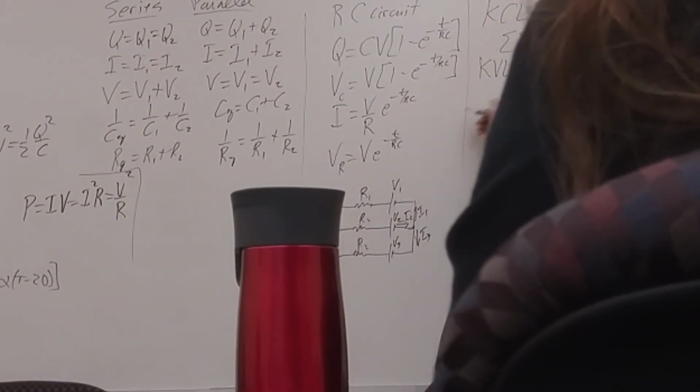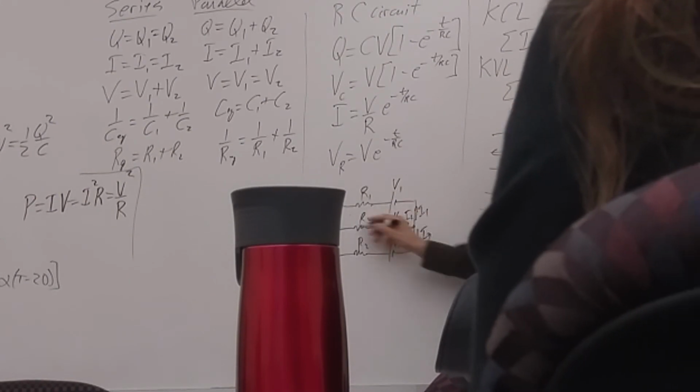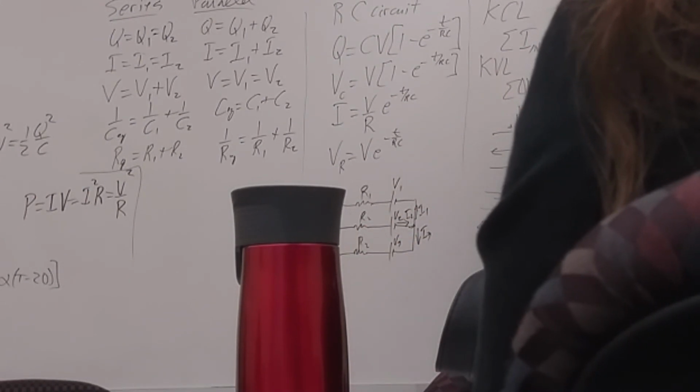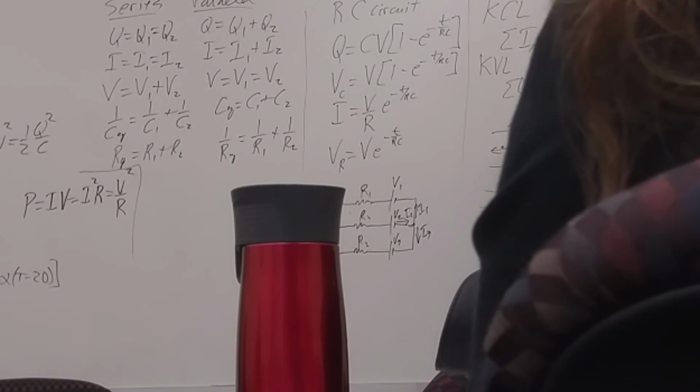And then you'd have to do KVL, and you'd go around a loop, pick 2 of the 3 loops, and get the KVL equations for that.